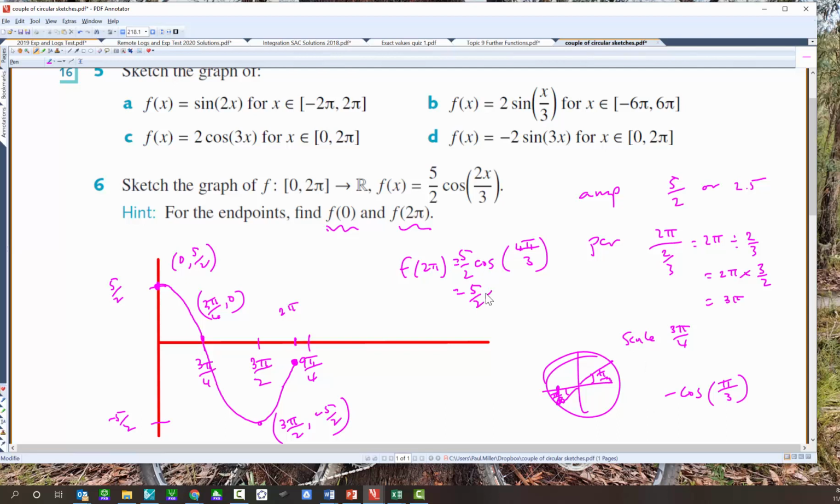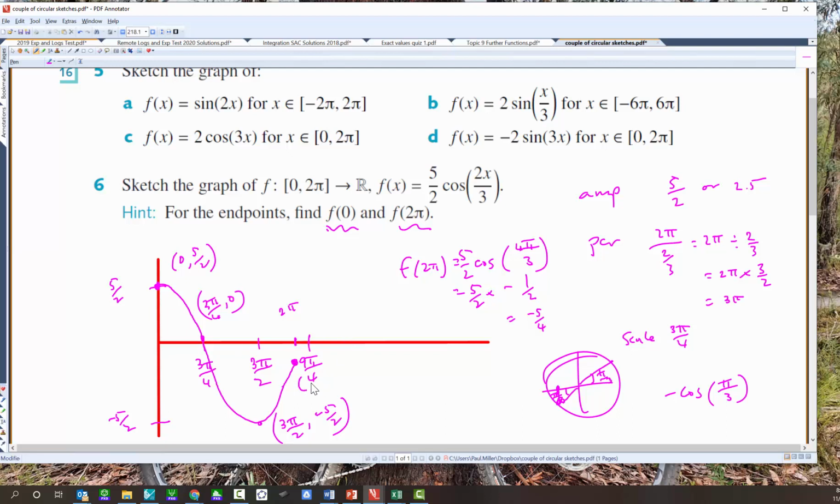So it's going to be 5 on 2 times the negative cosine of pi on 3. So that's going to be negative, and cosine of pi on 3 is the cosine of 60, which is a half. So this is going to be negative 5 on 4, which is 1.25, negative 1.25. Sort of seems all right. There's negative 1, there's negative 2, there's negative 2.5. I might have exaggerated the scale just a little bit, but yeah, it's difficult to get this exactly right.